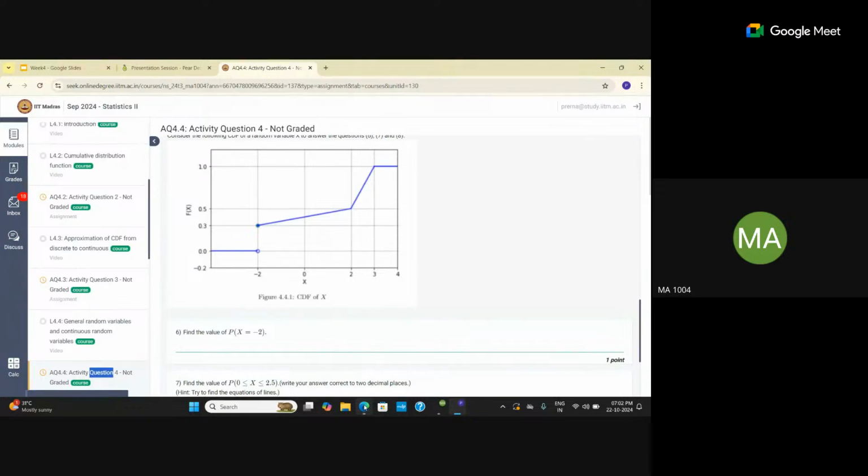Okay. So how can we write it? We can write it like that: F at point 2.5 minus F at 0, right? Is this clear? Yes, ma'am. Okay. So now see, 2.5 will lie in this interval, right?